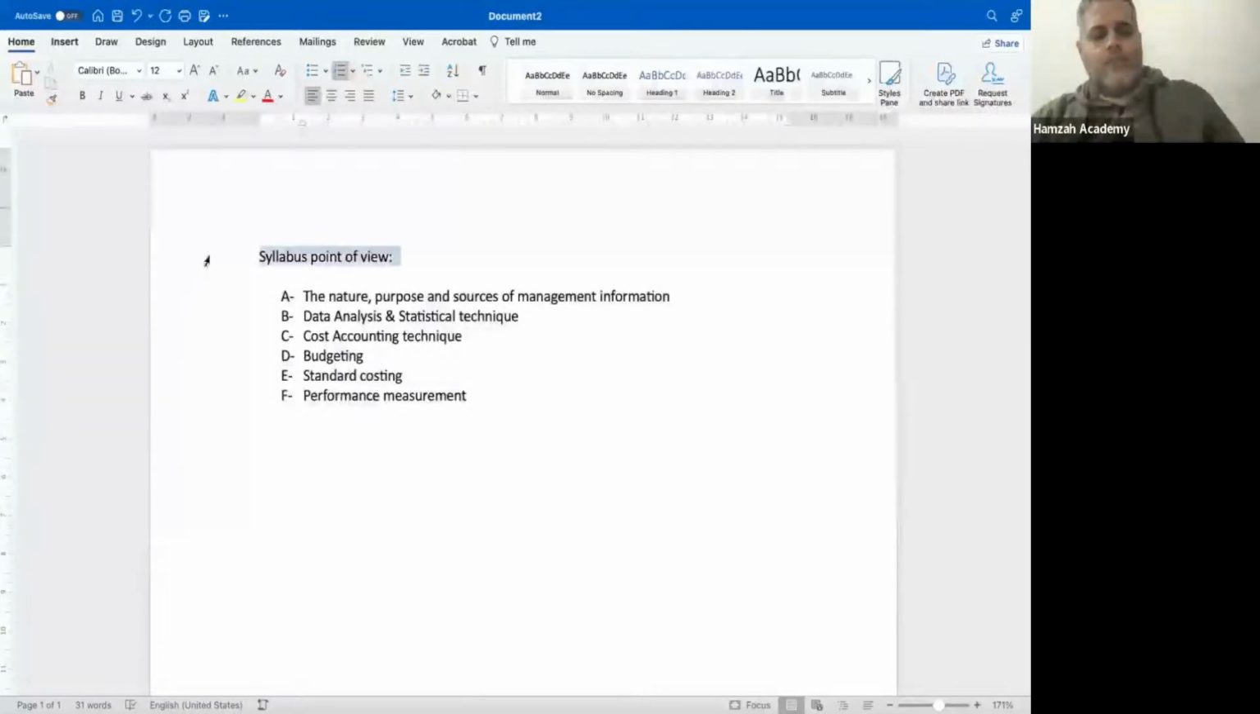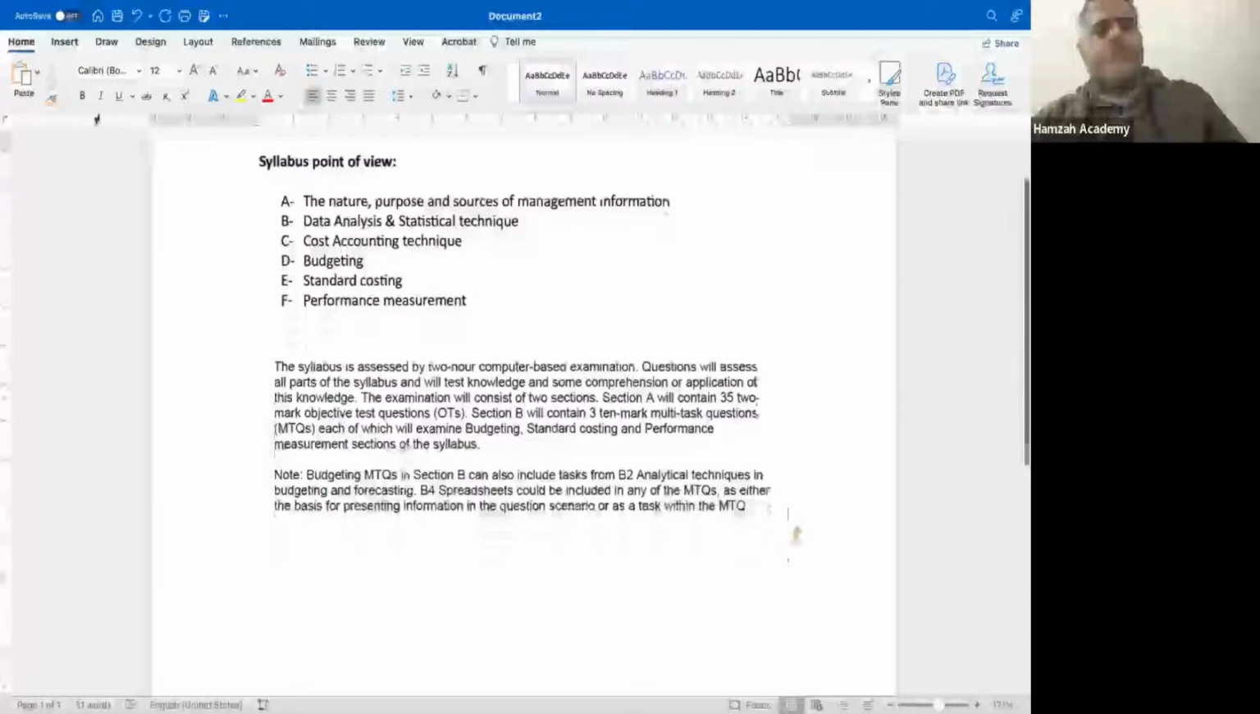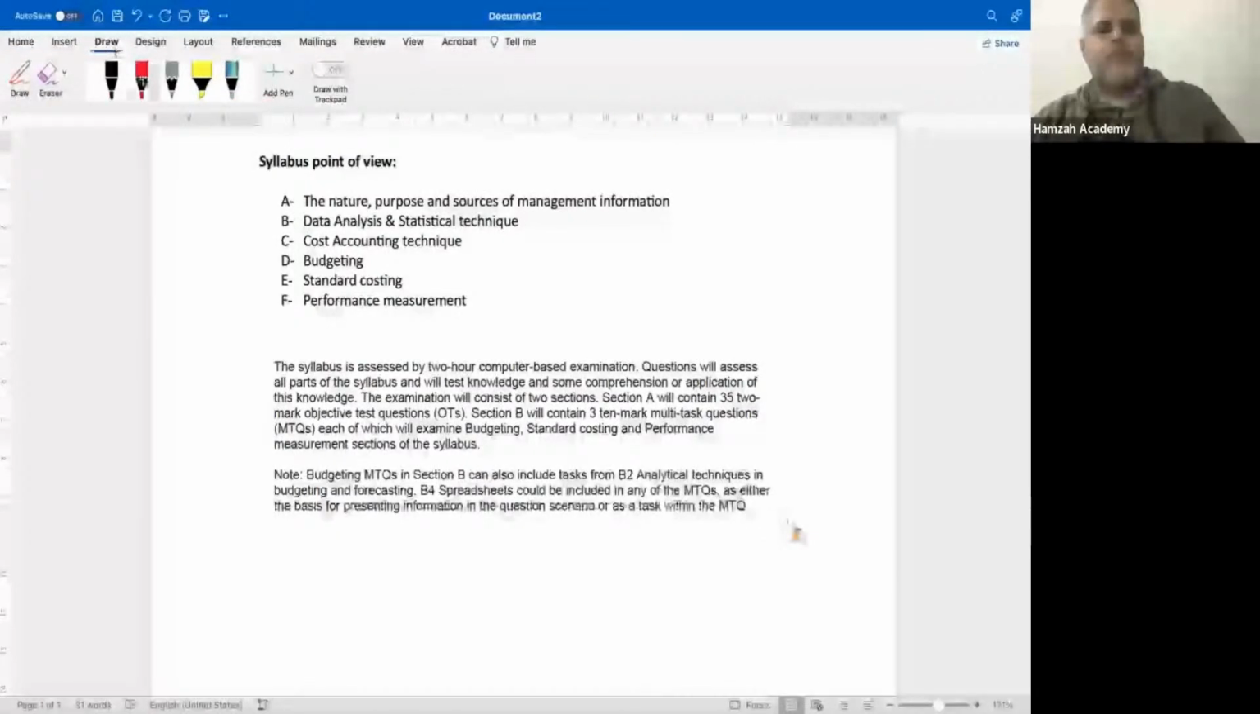And we are going to individually pick one area of the syllabus, go into its depth, and cover it. Now, if we talk about the exam format, the syllabus is assessed by a 2 hour computer-based examination, right? Questions will assess all parts of the syllabus and will test the knowledge and some comprehension or application of this knowledge as well.